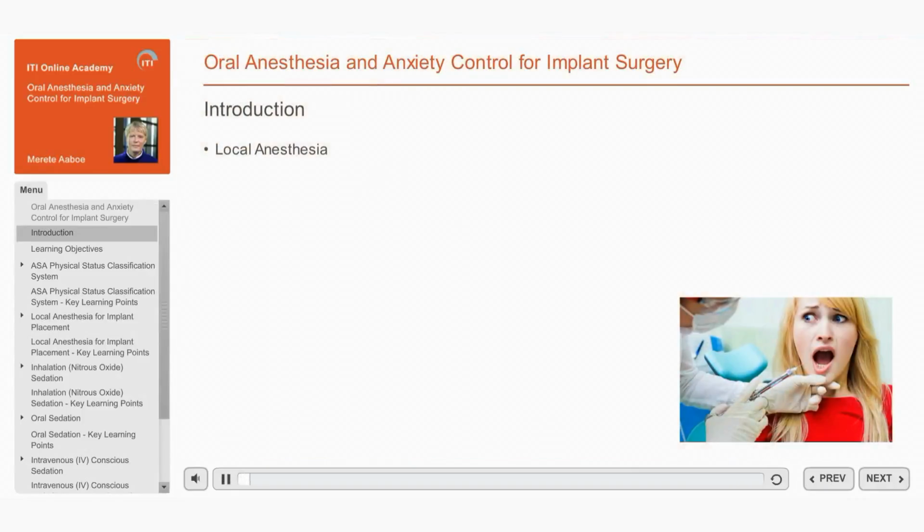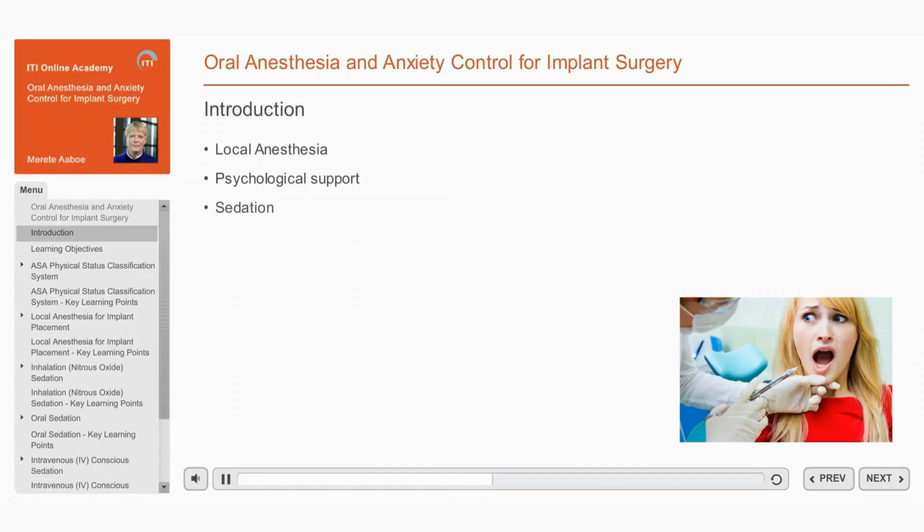Local anesthesia is a precondition for the surgical insertion of implants. However, for some patients, local anesthesia alone is not sufficient due to the extent of the procedure or the degree of dental or medical anxiety. In some instances, anxiety can be relieved using psychological support, for instance, acknowledgement of the patient's anxiety and explanation of the procedures prior to the treatment.